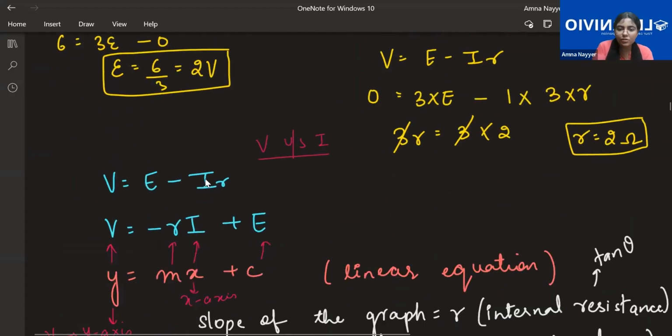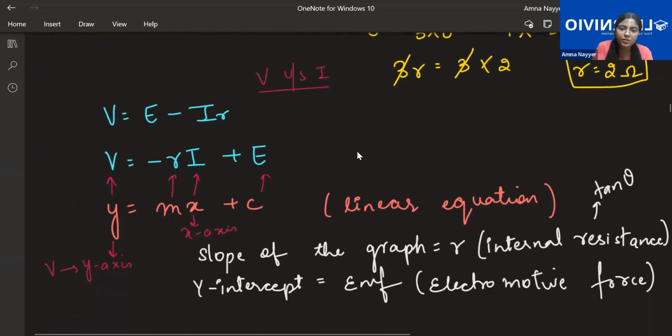Why did I explain this in so much detail? Because this has been asked in your previous year board exams: what's the slope of the graph, what's the y-intercept. To understand why the slope is equal to R and why the y-intercept is EMF, you need to know the basic linear equation, where M represents the slope of the graph and C represents the y-intercept. Is this clear to all of you?